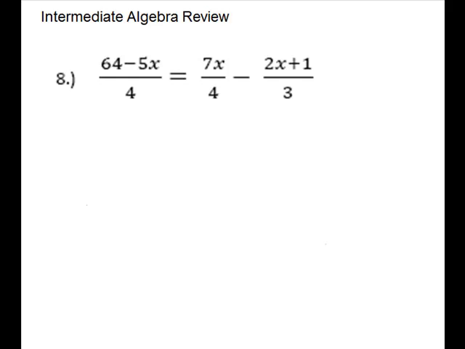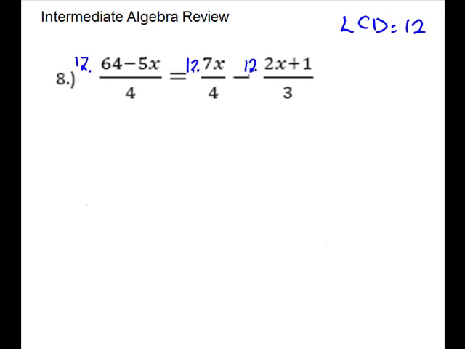Problem 8 is an equation with rational expressions or fractions. And we do those by clearing out the fractions. So we want to pick the common denominator. For 4 and 3, the smallest number that they will both go into is 12. We're going to use the 12 and multiply on top every single term.